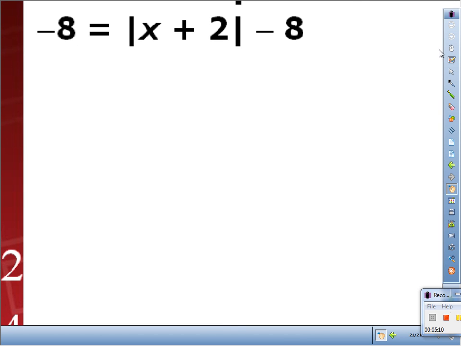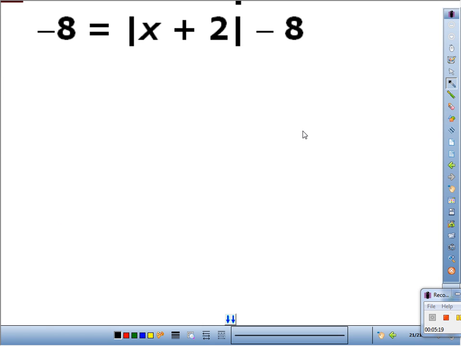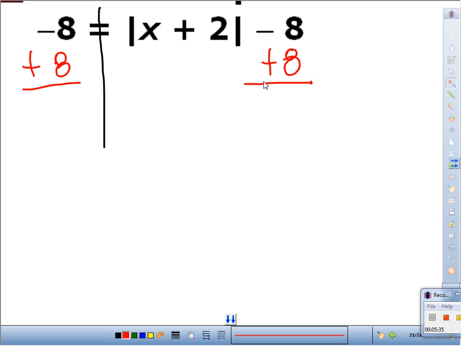Let's do this one together, because this one is a special type of equation. Let's see if we can identify what's special about it. Line down the equal sign. Is the absolute value by itself? No. What's going on there? The subtracting of 8. What is the inverse? Add 8. Remember, you're doing inverse operations. This cancels. This is 0 equals absolute value of x plus 2. Okay, stop right there and writing utensils down. Look up to the screen.